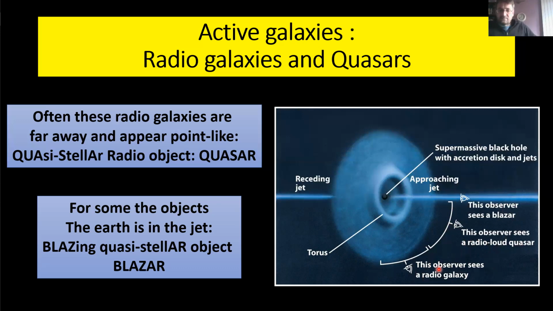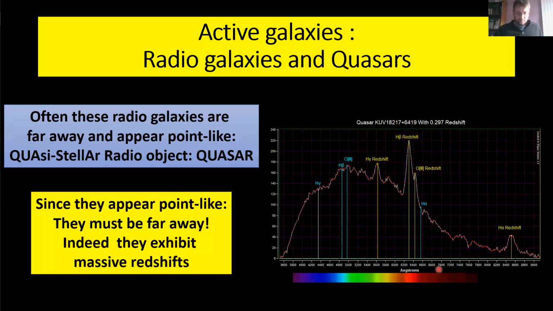So these are active galaxies, and they are far away, pure point-like, which means they must have been subject to a massive redshift. And this is now one of the spectra of this QUASAR KUV 18217 plus 6419, whatever this means, I think these are coordinates somewhere. This has a redshift of 0.297.